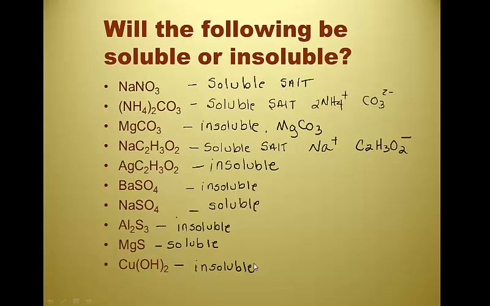And the hydroxide ones, the hydroxides are insoluble except for group 1A, strontium, calcium, barium, and ammonium. That's copper. That is neither 1A, strontium, calcium, barium, or the ammonium ion. That's how you use the solubility rules.